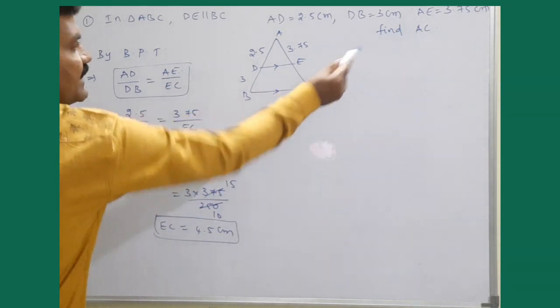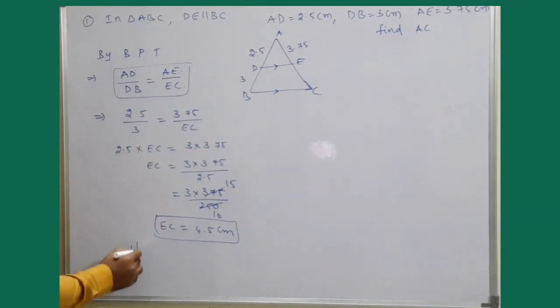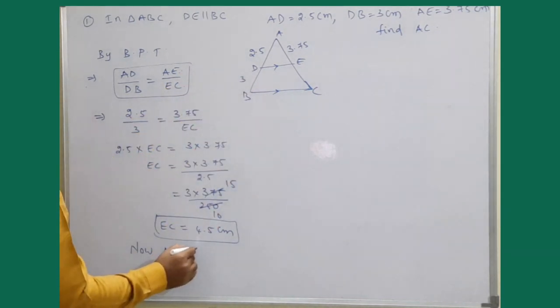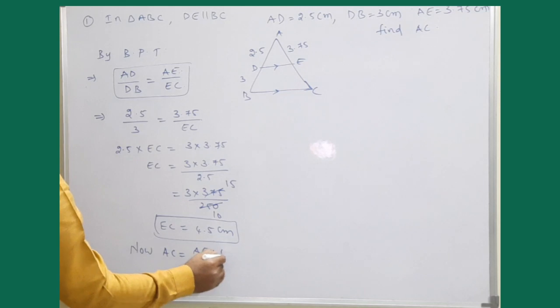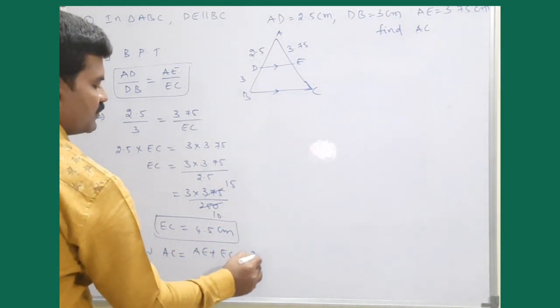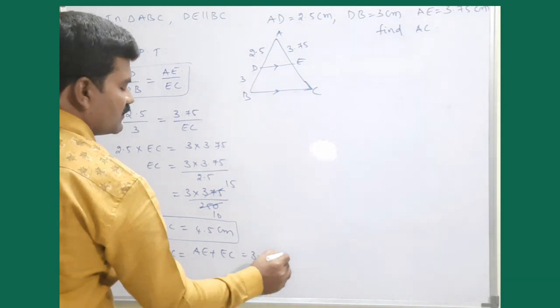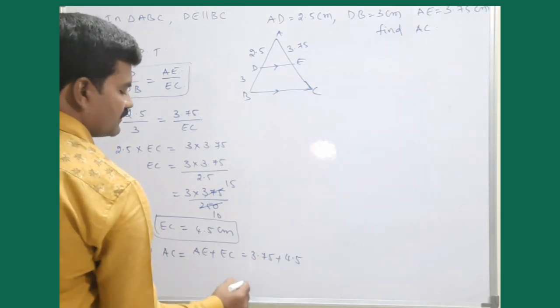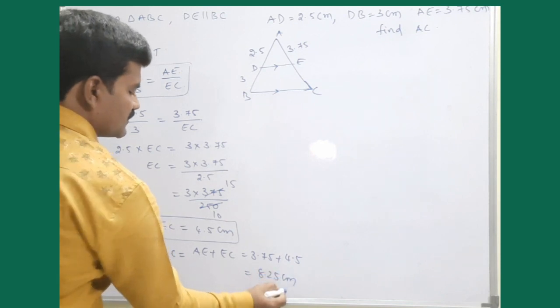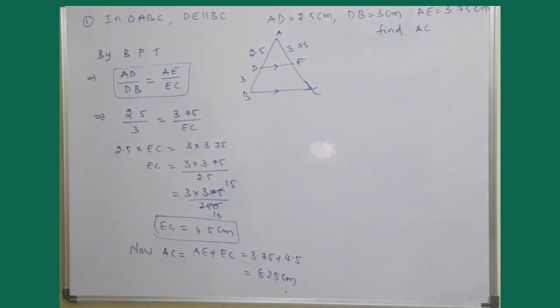But you have to find AC, no? So now AC length. AC is nothing but I can write it as AE plus EC, which is 3.75 plus 4.5. How much? Is it 8.25 centimeters?